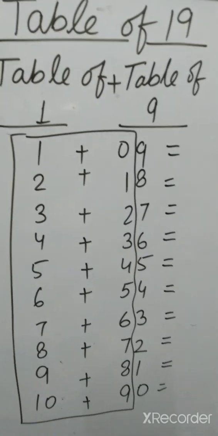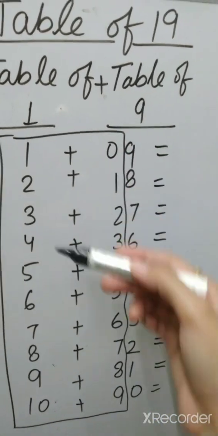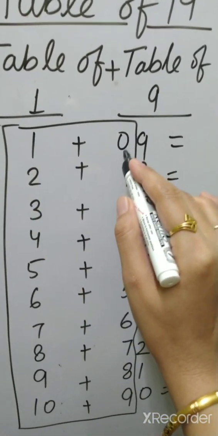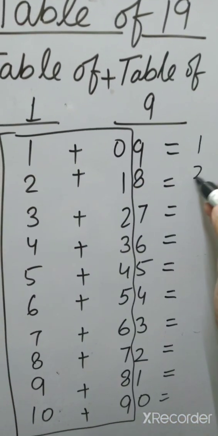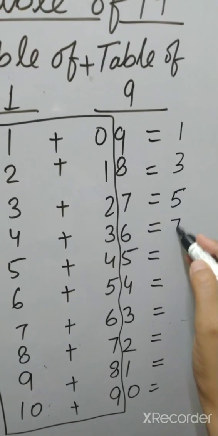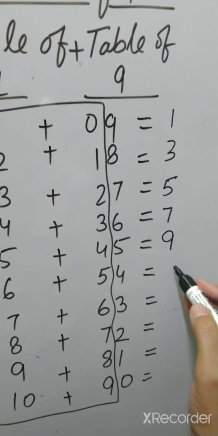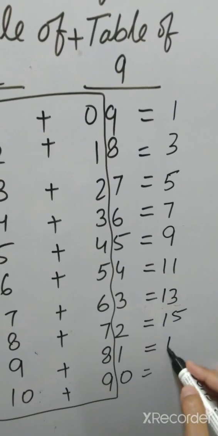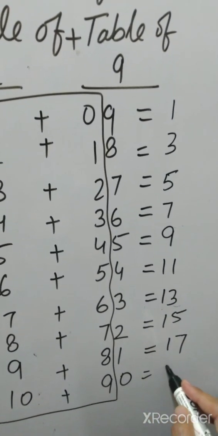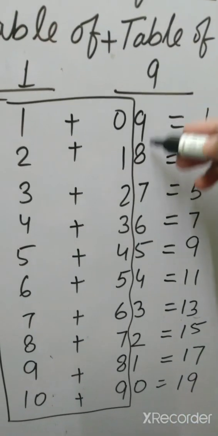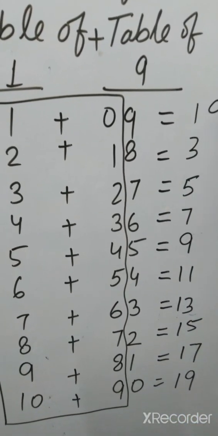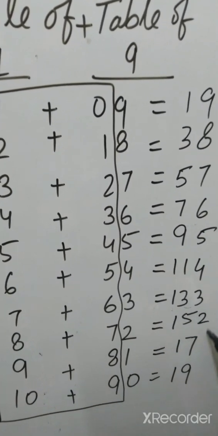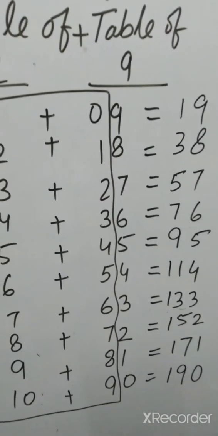Writing the table of 19 is also the same. First you have to write the table of 1 and then 9, and you add both. These numbers and this one which is at the tens place. You have 1, 3, 5, 7, 9, 11, 13, 15, 17 and 10 plus 9 is 19. And then these numbers you have to write as it is. 9, 8, 4, 3, 2, 1 and 0. And there you go with the table of 19.